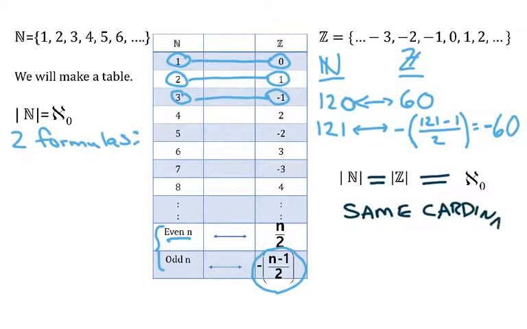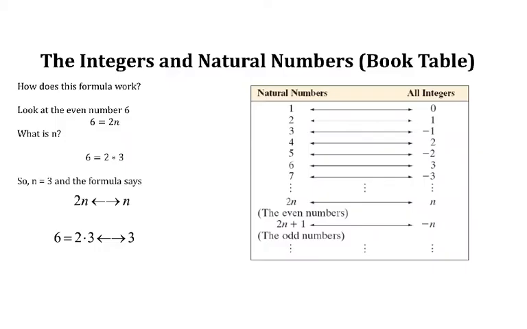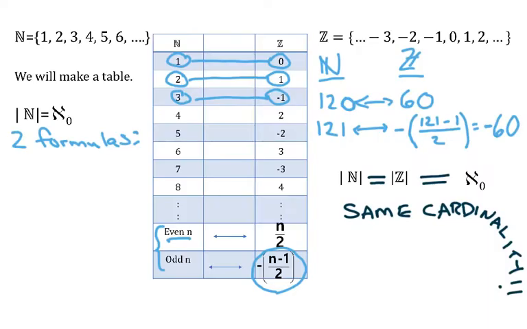Which again is surprising because it looks like the integers have twice as many numbers, but they don't. They are the same.